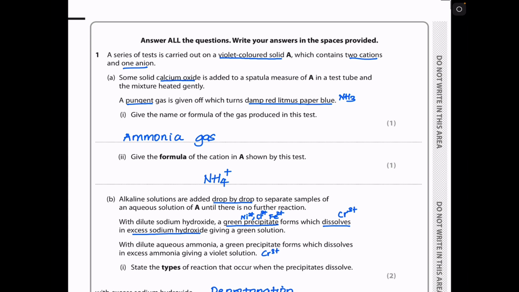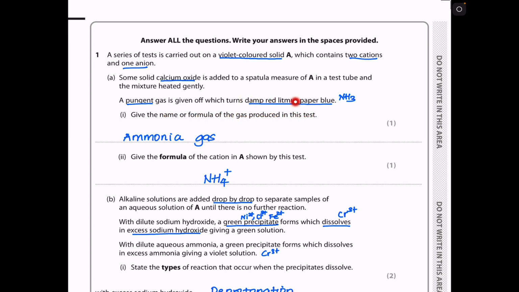Question 1 says a series of tests is carried out on a violet-colored solid A which contains 2 cations and 1 anion. Some solid calcium oxide is added to a spatula measure of A in a test tube and the mixture is heated gently. A pungent gas is given off which turns damp red litmus paper blue. They want you to give the name or formula of the gas produced in this test.